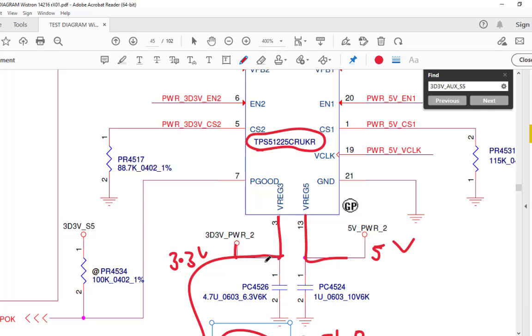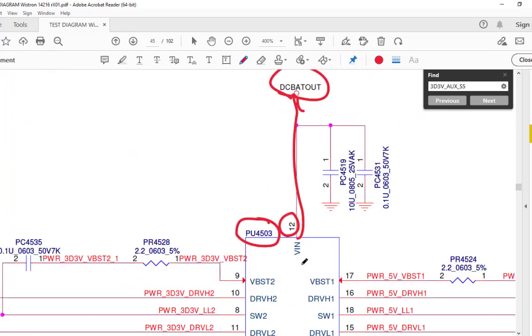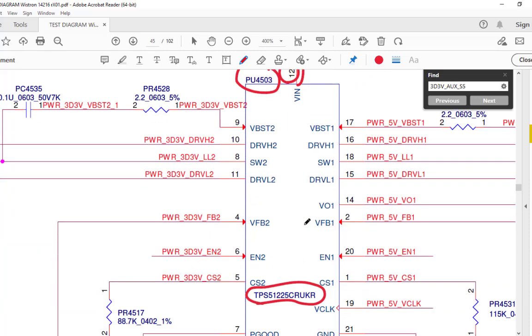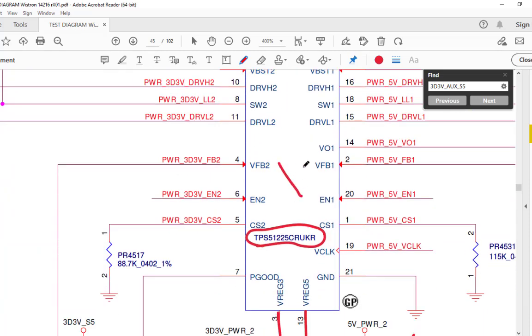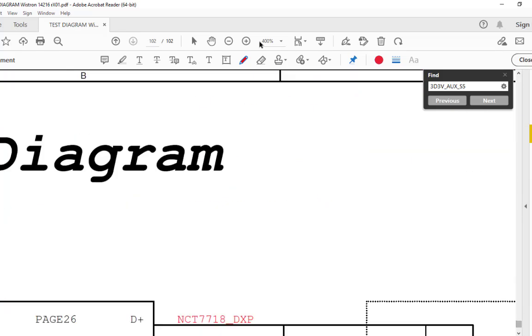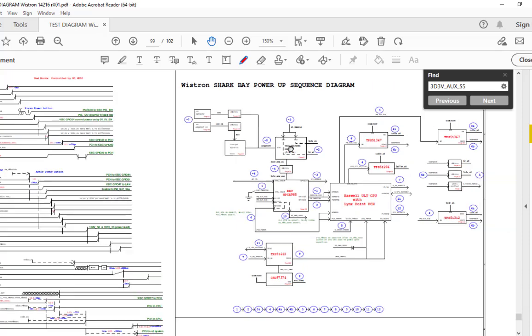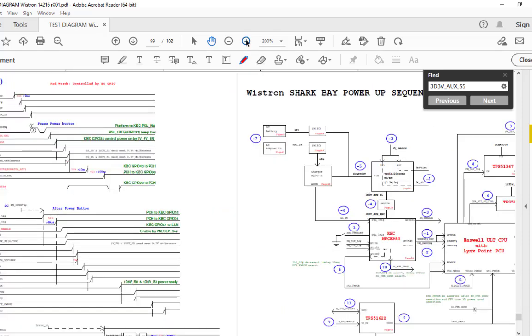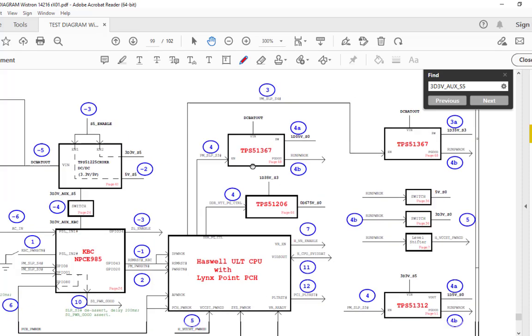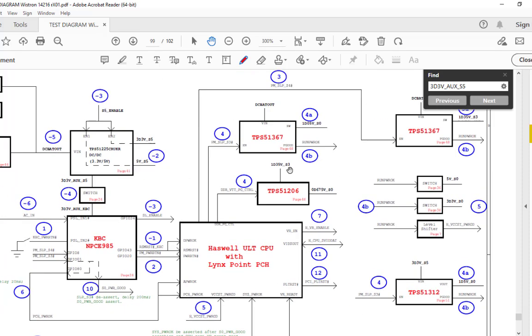So friend, if this 3 volt is not coming here, then you have to check the input voltage. If the input voltage is coming but the output voltage is not coming, in that case this chip is bad, so you have to replace this chip. So simply you have to follow the steps. Okay, so again we'll go to our next signal. Now we have checked the 3.3 underscore aux underscore S5 signal.